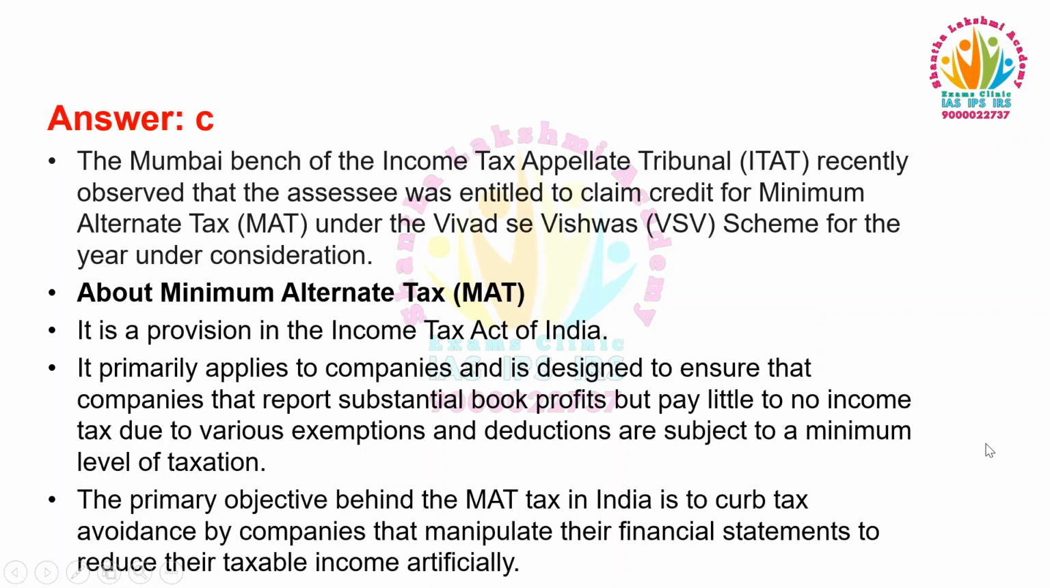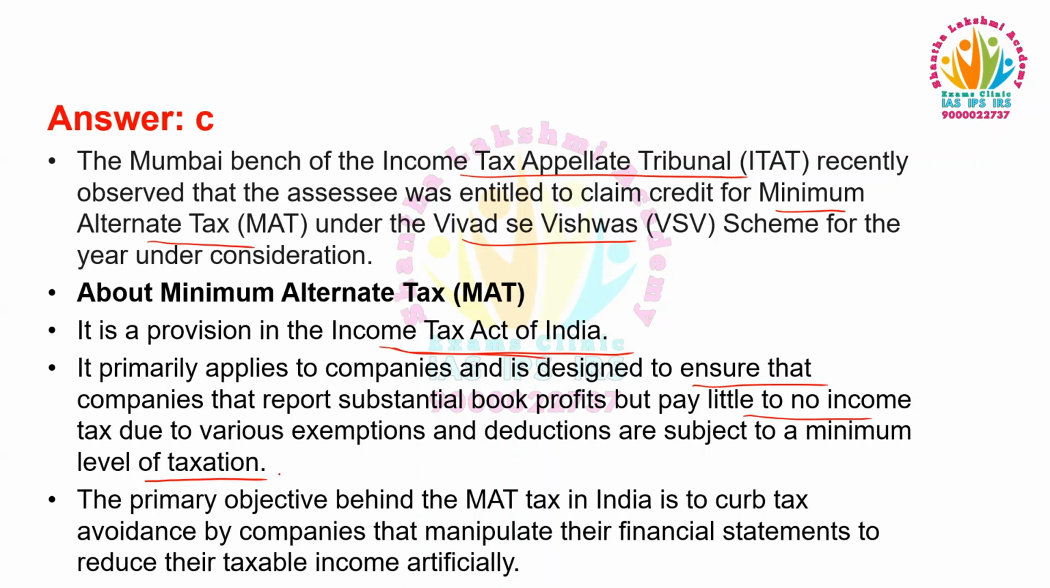This was in news recently. The Mumbai bench of the Income Tax Appellate Tribunal observed that the assessee was entitled to claim credit for minimum alternate tax under the Vivad se Vishwas scheme for the year under consideration. About this tax: it is a provision in the Income Tax Act of India. It primarily applies to companies and is designed to ensure that companies that report substantial book profits but pay little to no income tax due to various exemptions and deductions are subject to a minimum level of taxation.